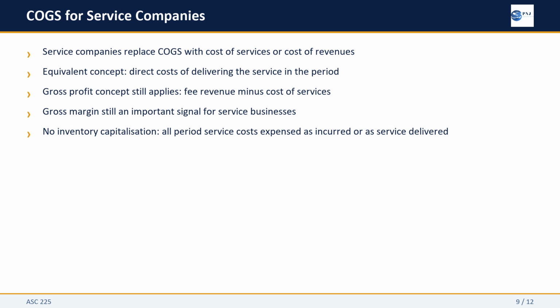This is where things get interesting for service businesses. There is no inventory, so there is no COGS in the traditional sense. Instead, service companies use cost of services or cost of revenues to capture the direct costs of delivering services in the period. The concept is identical. Subtract those direct costs from fee revenue, and you have gross profit. Gross margin is just as meaningful a signal for a service company as for a manufacturer. The key difference is that service costs are expensed as the service is delivered, not capitalized and released through inventory.